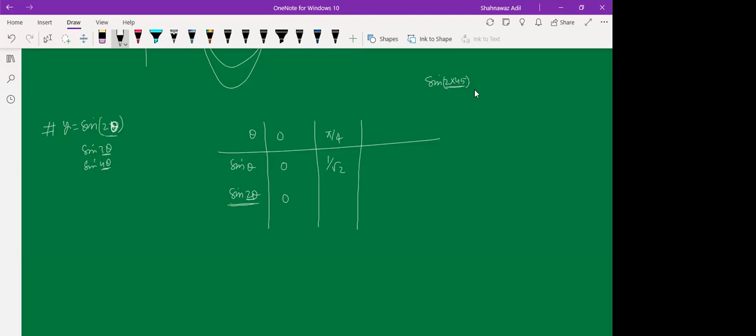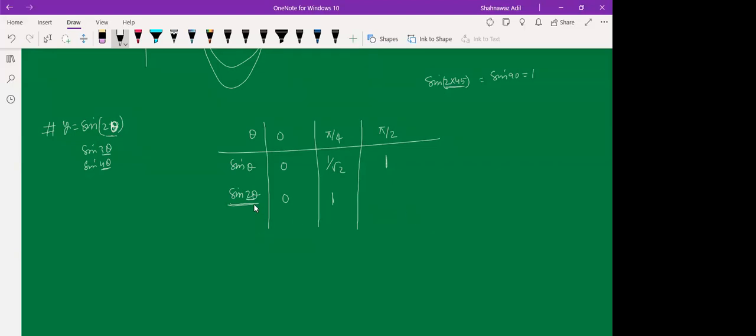So now what would be the value? That would be sine 90, so that would be 1. Sine 2 theta at pi by 4 would be 1. Is it clear, guys? Yes, sir. And at pi by 2, let's say I calculate it, so what would be the value? At pi by 2 this will become 1.